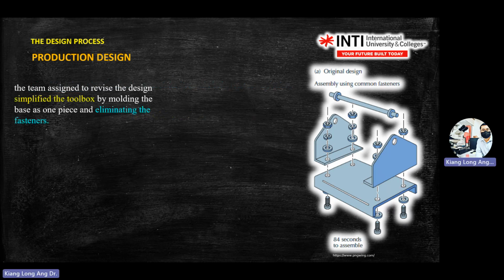What they do in the second step is simplify the design. What I mean by simplify is you reduce the components, sub-assemblies, and other things. You refer to the definition just now. So now they simplify the toolbox by eliminating the fasteners. As an engineer, if the chief engineer says, I want to remove the fasteners, how do you design? You want to remove all the fasteners. How do you design?